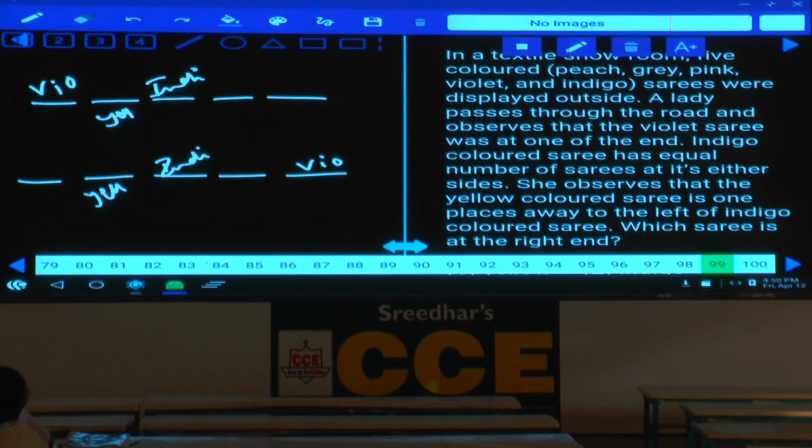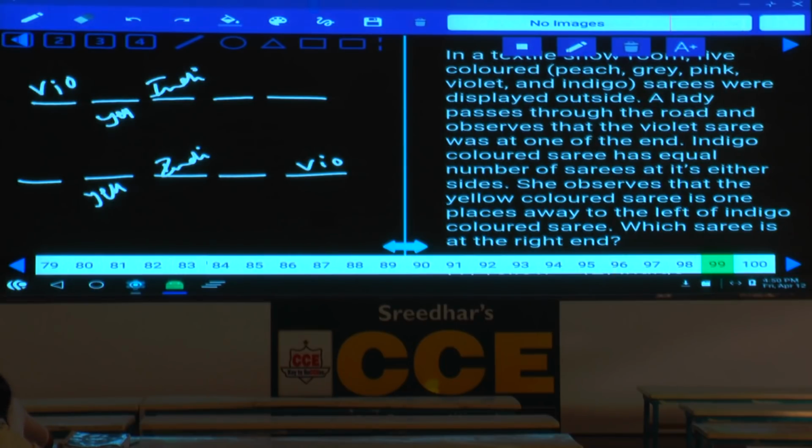If yellow is here, then what is the other thing left over here? Then which saree is at the end? Tell me which saree is at the right end? Now in the second case it is violet, and in the first case it could be anything of the remaining two. Hence actually the answer must be cannot be determined.